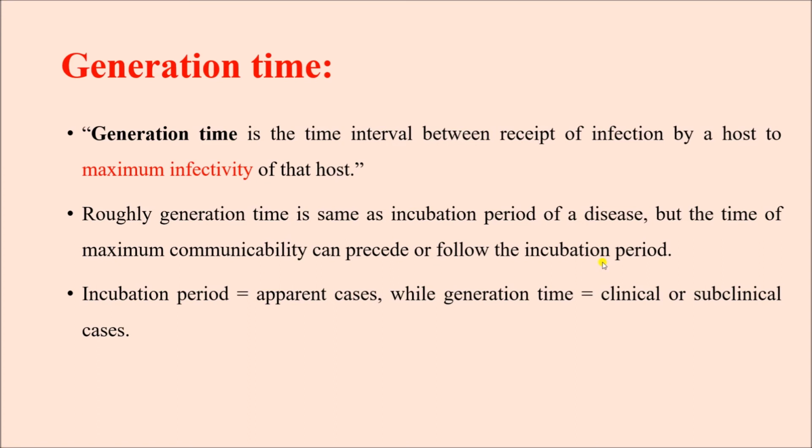If it is the same or longer than the incubation period, then we have apparent cases, because by that time the person has already developed signs and symptoms. We know the definition of incubation period. But if the maximum infectivity occurs before the end of the incubation period, that means the person does not have any clinical features. So in that case, we can also have subclinical cases. So this is about generation time: the time gap between the receipt of infection and the time when the person reaches maximum infectivity.